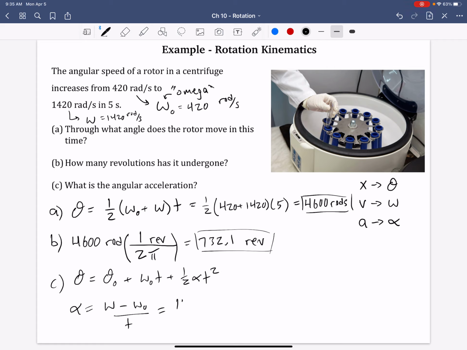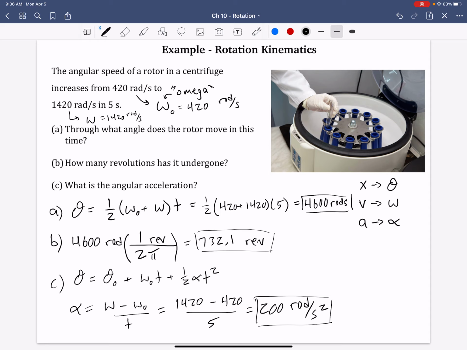So we have 1420 radians per second minus 420 over 5, right? So that's, what, 1,000 over 5? Yeah, which is 200. The units, of course, are radians per second squared. So that centrifuge spins up very quickly, okay?